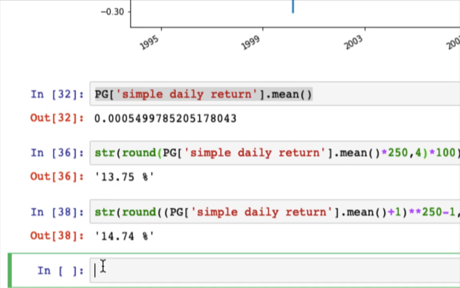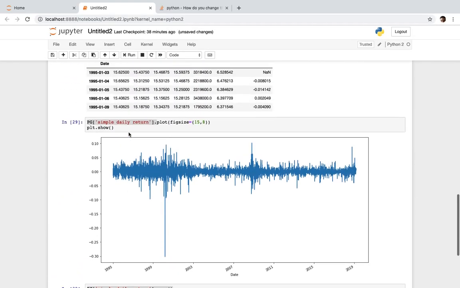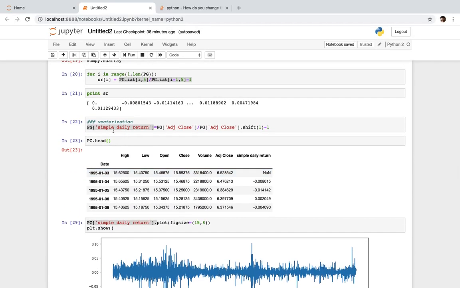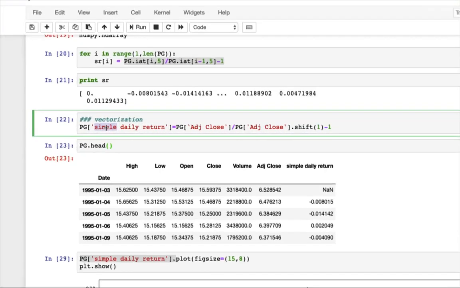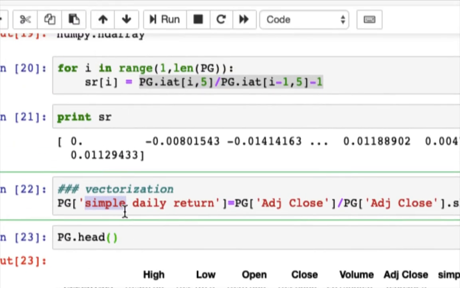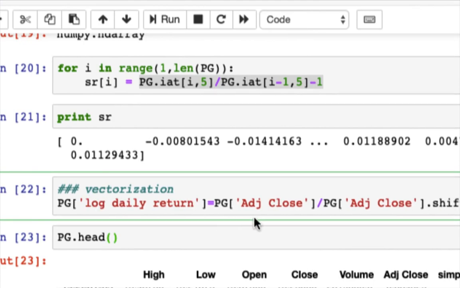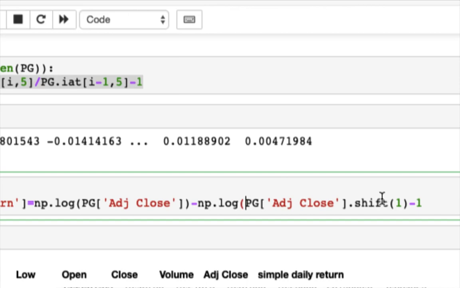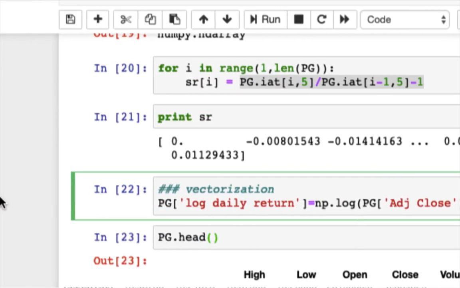Okay. You can, in the same way, calculate the log returns. Since I'm particularly lazy, I will go back and just modify the formulas. So I use directly vectorization for the log returns. I don't calculate it using the for loops. So these are log daily returns. How are they calculated? Well, np.log, which is the logarithm, minus np.log, and the minus 1 is not necessary anymore. The logarithm of the adjusted close minus the logarithm of the previous adjusted close.